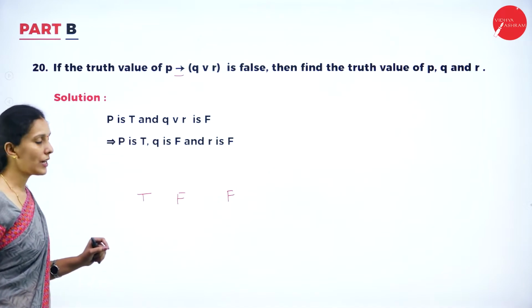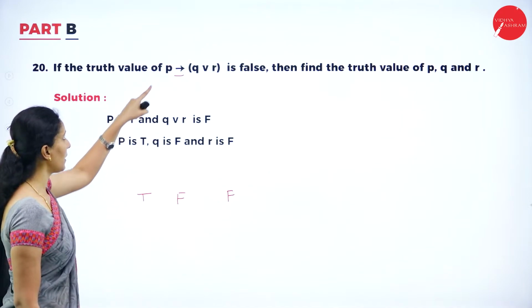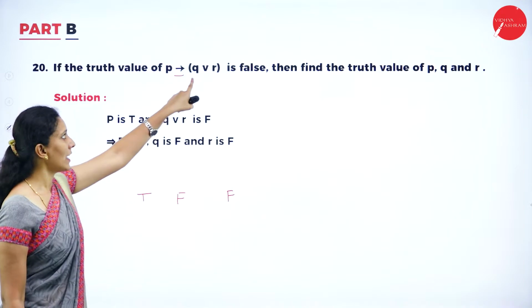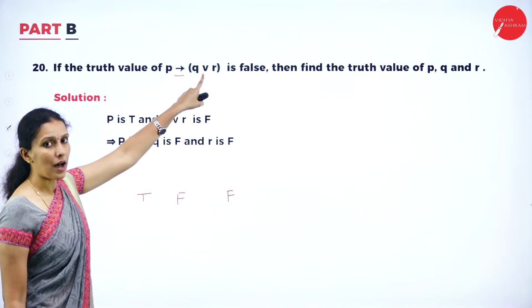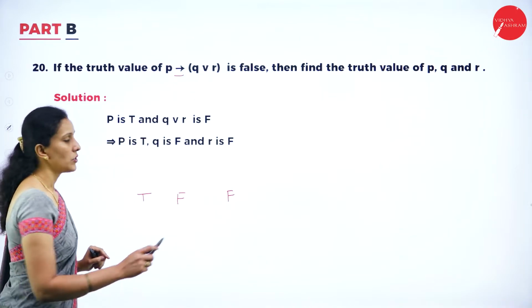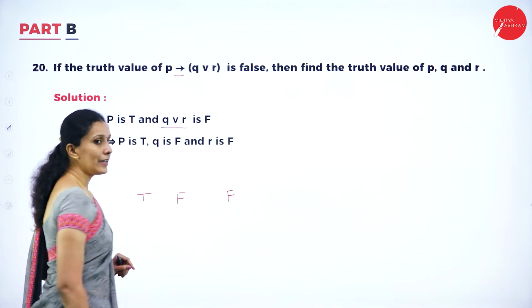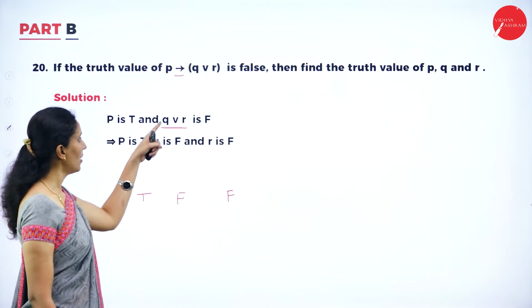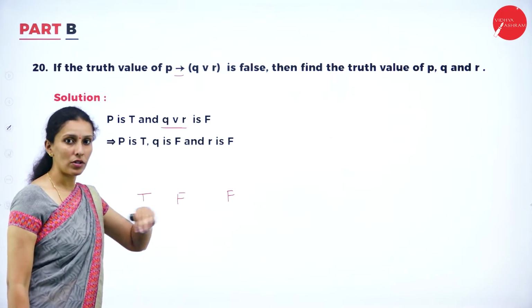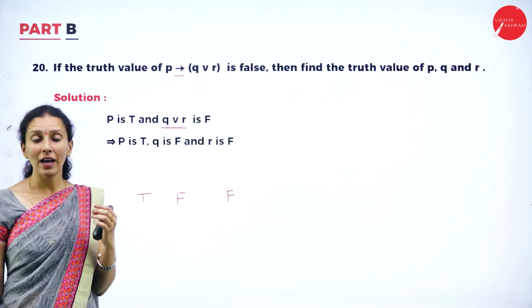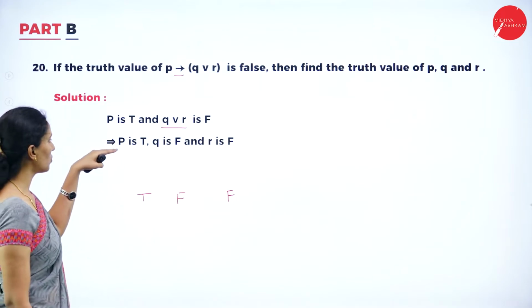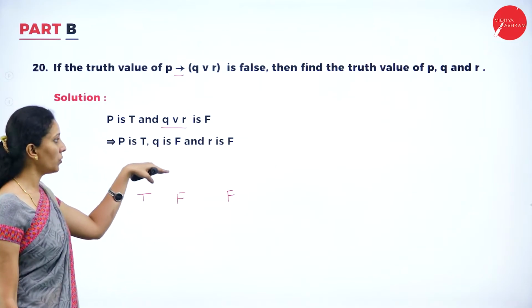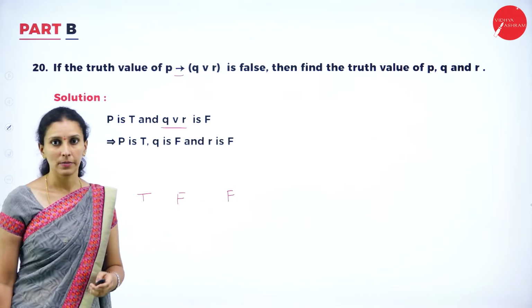So, according to that, we can take the first statement P as true and the second statement Q disjunction R as false. In a disjunction, the compound statement is false only when both are false. That is why if Q is false and R is false, then Q disjunction R is false. Hence we get the truth values: P is true, Q is false and R is false.